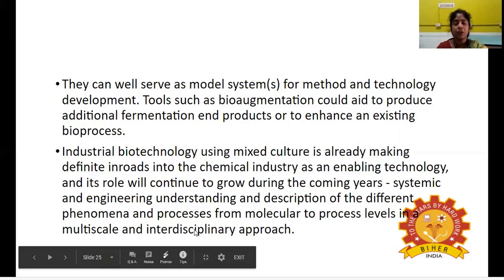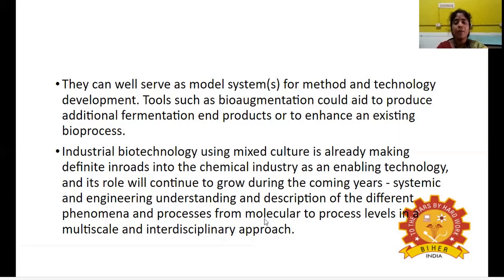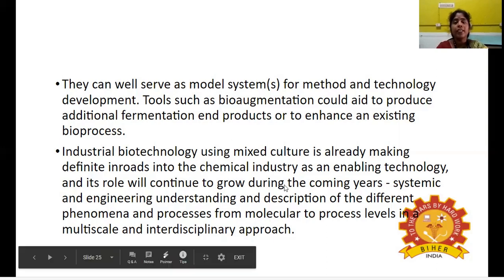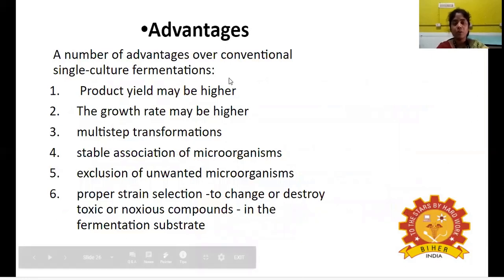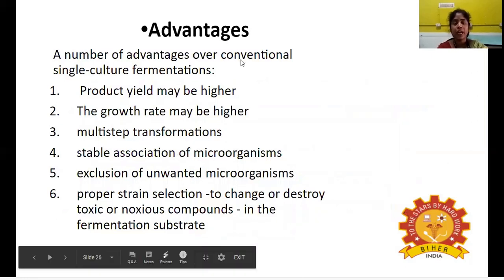So this makes it an interdisciplinary approach, since everything about the genetically modified organism has to be taken at a molecular level, and finally it is taken to the process level for production of a product by utilization of the substrate by genetically modified organisms. It is said to be an interdisciplinary approach. So when we talk about the advantages, what is the major advantage?